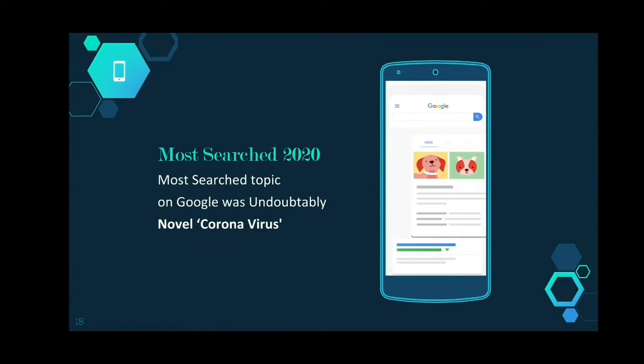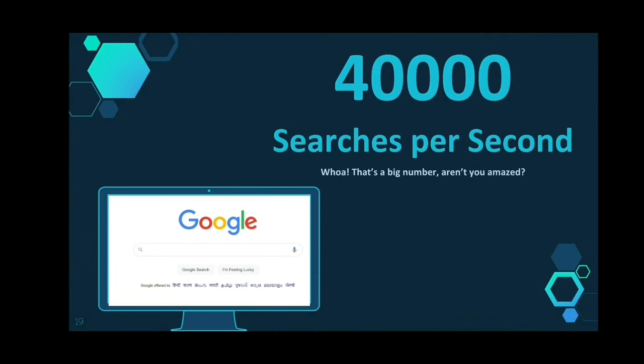In the whole year 2020, everyone was sitting inside their homes and searching on Google for the reason they were locked inside their own houses. And the most searched topic on Google in 2020 was COVID-19. That set a record. Here's another fun fact: Google responds to 40,000 queries in just a second. That is 240 lakh queries in just 1 minute.